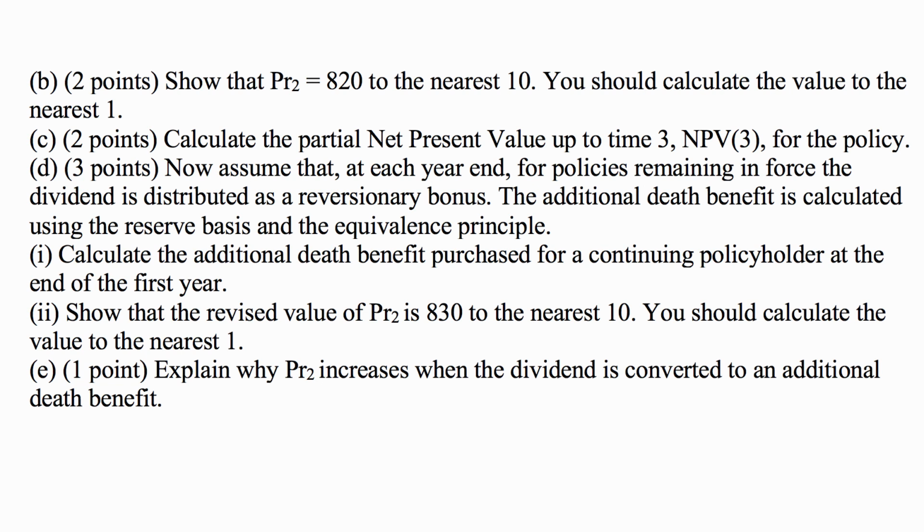Part D, now assume that at each year end, for policies remaining in force, the dividend is distributed as a reversionary bonus. The additional death benefit is calculated using the reserve basis and the equivalence principle. Part 1 of Part D, calculate the additional death benefit purchased for a continuing policyholder at the end of the first year. Part 2 of Part D, show that the revised value of PR2 is 830 to the nearest 10. You should calculate the value to the nearest 1. Part E of the whole question, explain why PR2 increases when the dividend is converted to an additional death benefit.